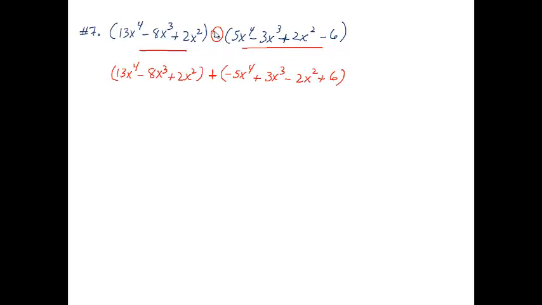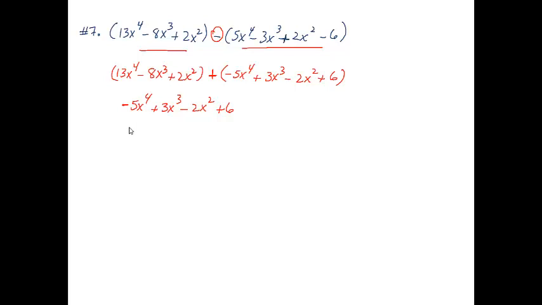So again, let me say that. Change the minus sign to a plus sign and change the signs of all of the terms in the second group. And then you're just adding like before, and you're going to do it in the vertical format. So negative 5x to the 4th plus 3x to the 3rd minus 2x squared plus 6.